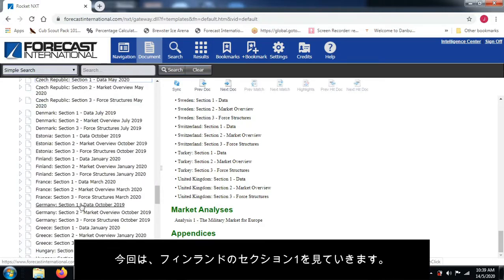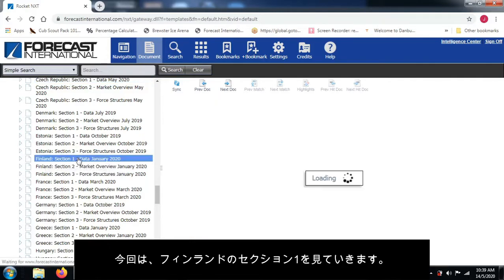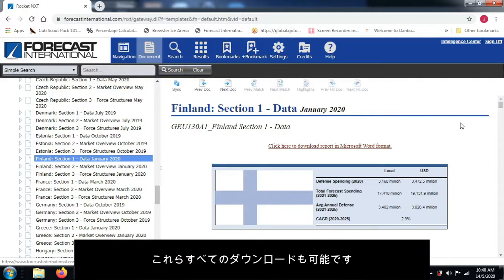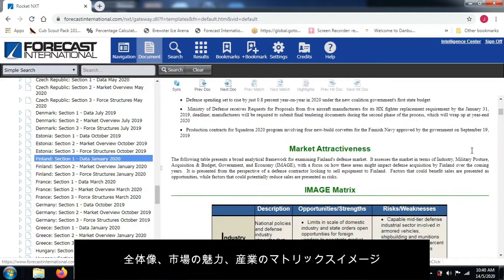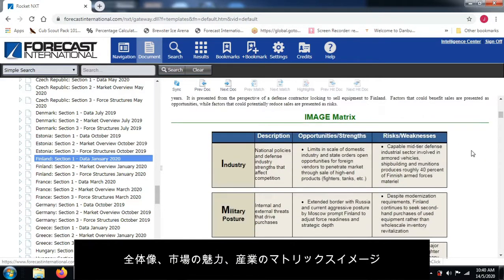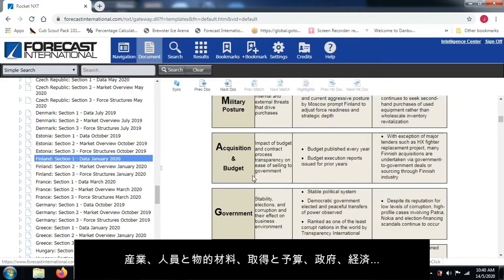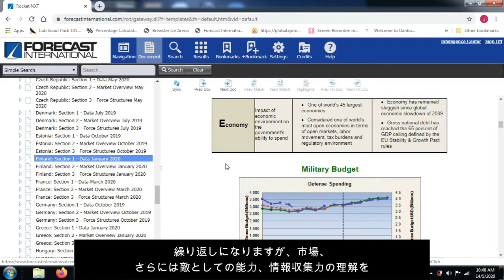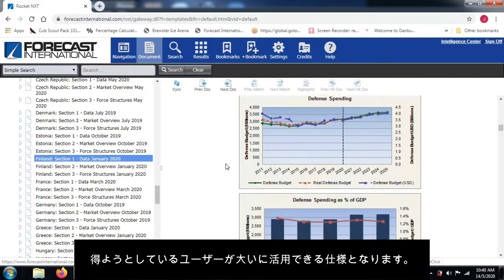And let's go to Finland. Section 1, data. Section 2 being market overview. Section 3 would be force structures. So here we have, and I should say each of these is downloadable as well, the outlook, market attractiveness, the image matrix, so industry, military posture, acquisition budget, government, and economy. And this again can be used either by users that are trying to understand a market, or users that are trying to understand the capabilities of, for instance, an adversary or intelligence collection.